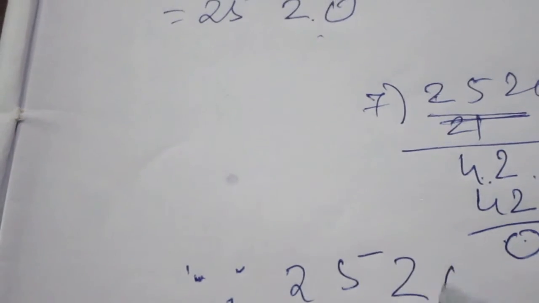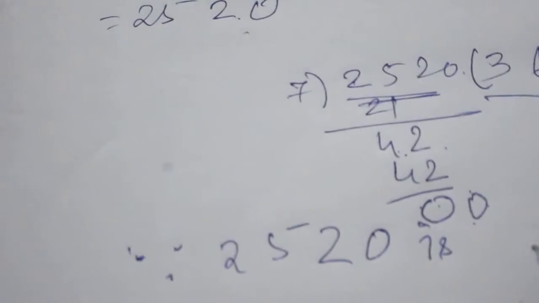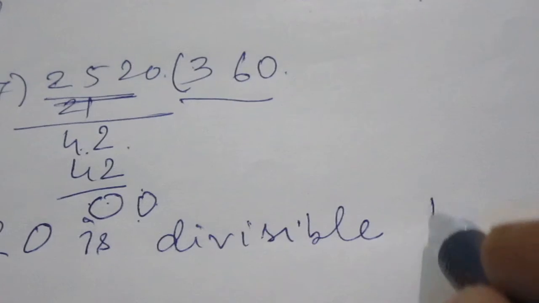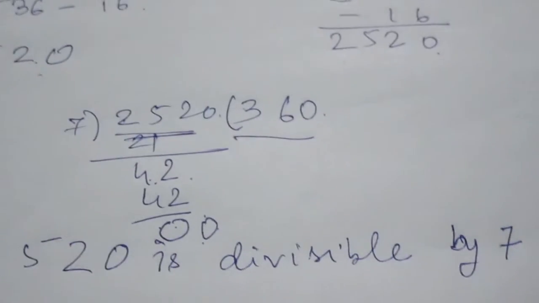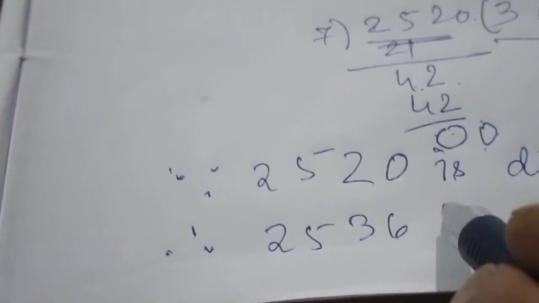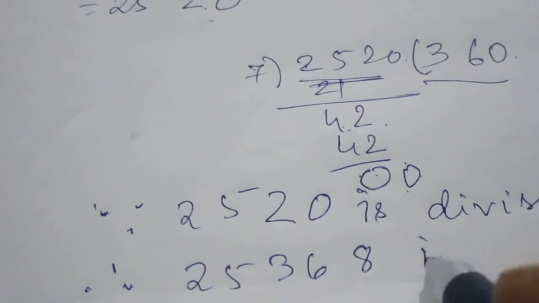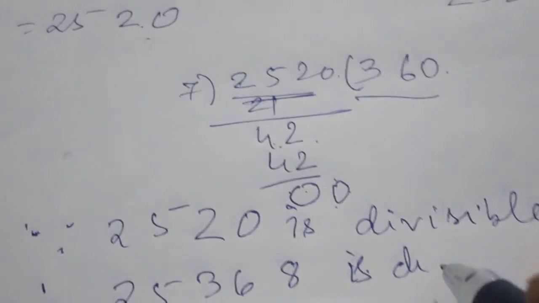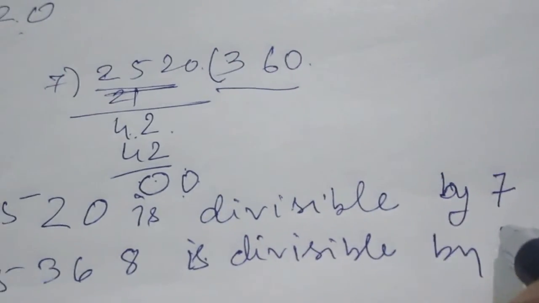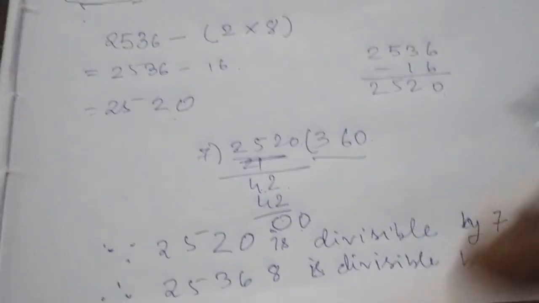Now write here: since 2520 is divisible by 7, therefore we can say that the number 25368 is divisible by 7. Okay, so this is the way we have to check it.